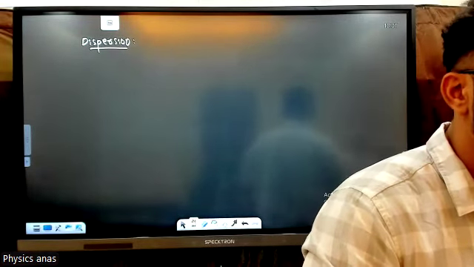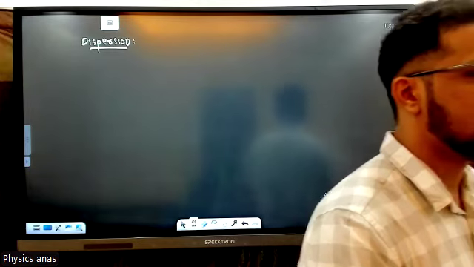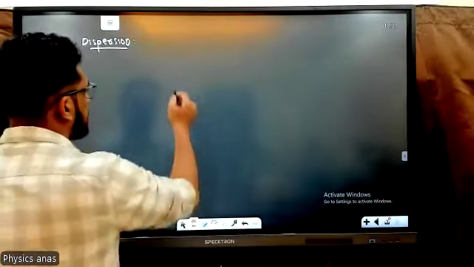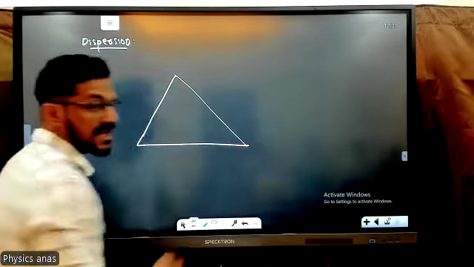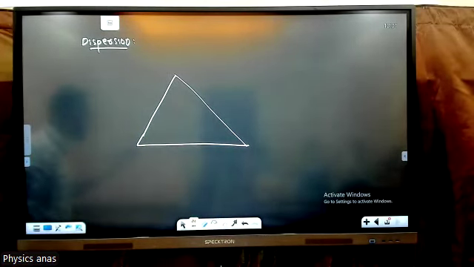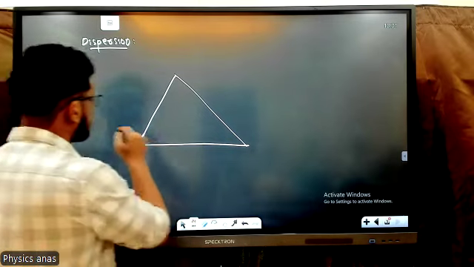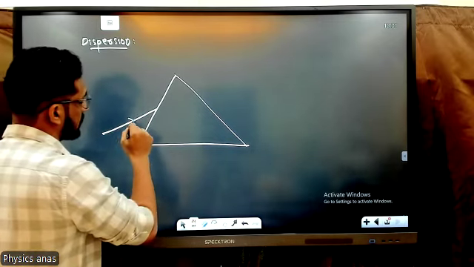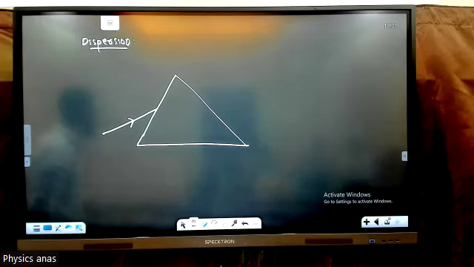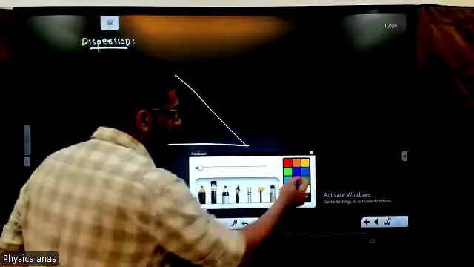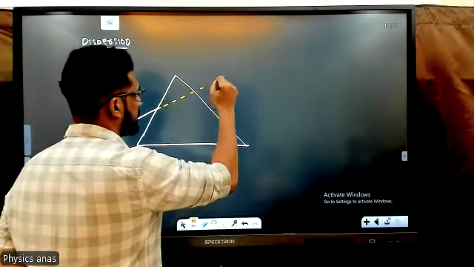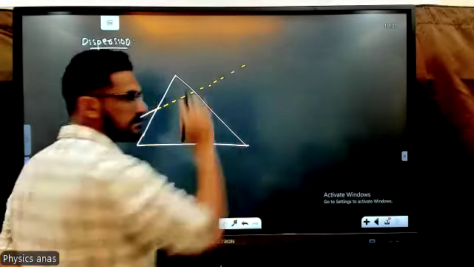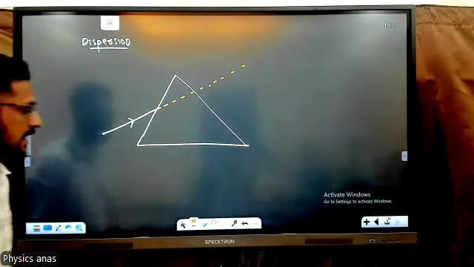Let's see dispersion in the case of a glass prism. If this is a glass prism, I am drawing the triangular base of the glass prism. You can see that, right? And this is the white light that is striking on the surface of the prism. And this is the path of the light. Got it?